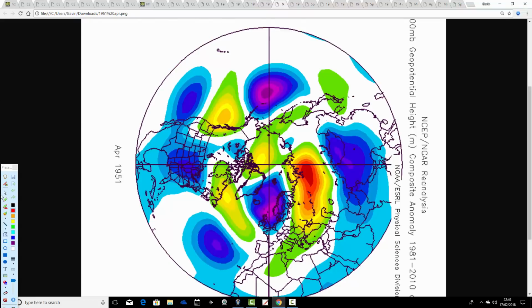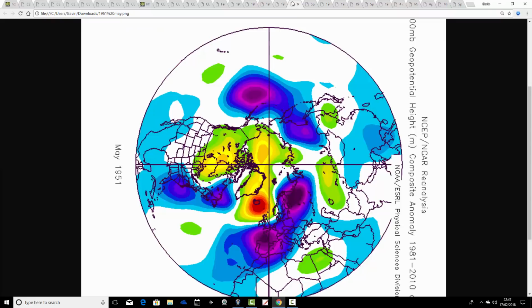April 1951 looks like that. This looks like it was an unsettled spring. We have below average heights generally over and to the north of the British Isles, a ridge through the middle of the Atlantic, and I think we'll be doing something like that, the flow with the jet stream. So quite unsettled again. That's not overly cold, it's Atlantic driven, but quite unsettled in April 1951.